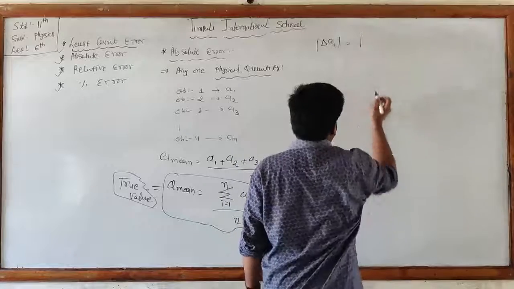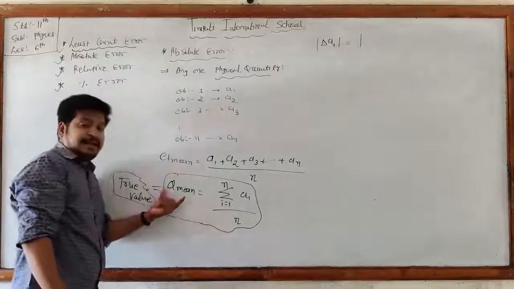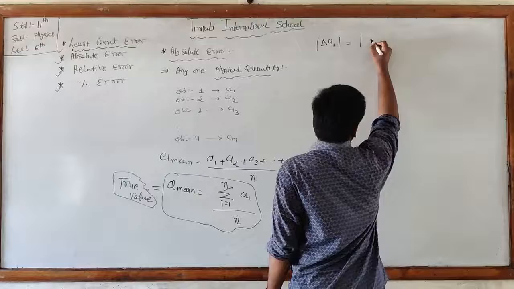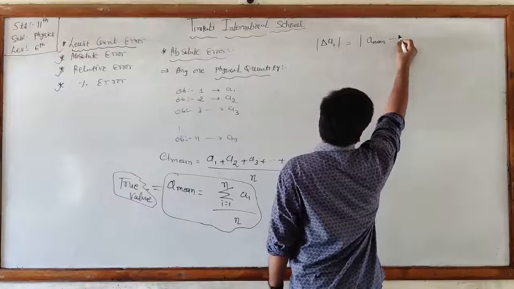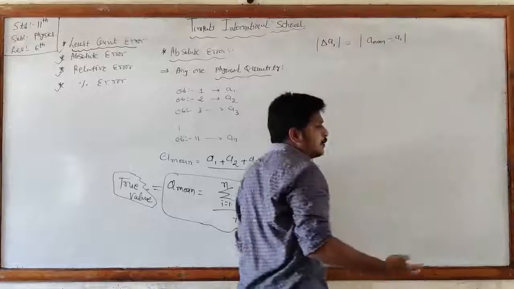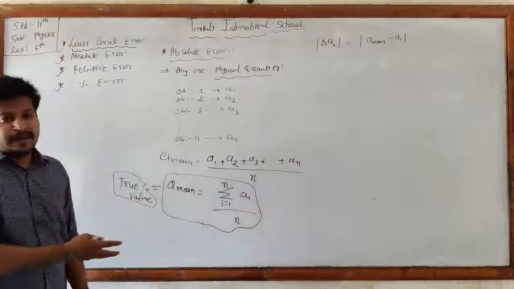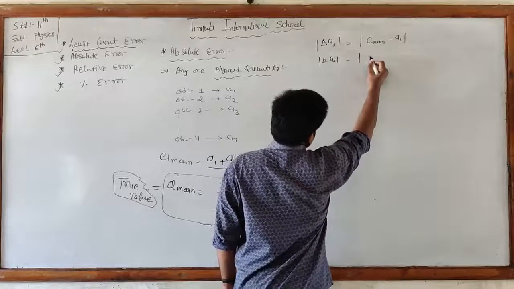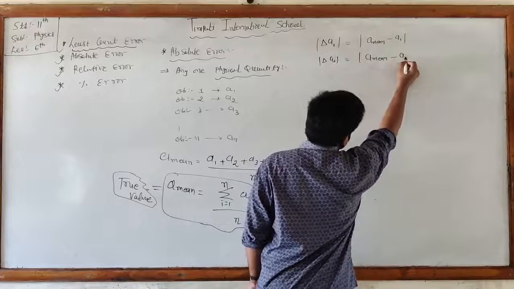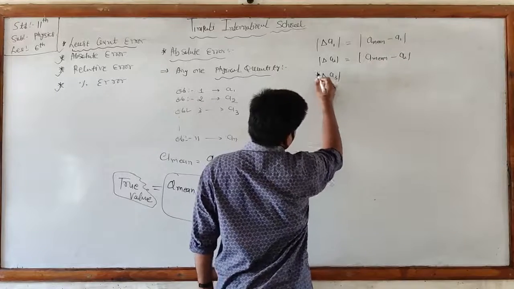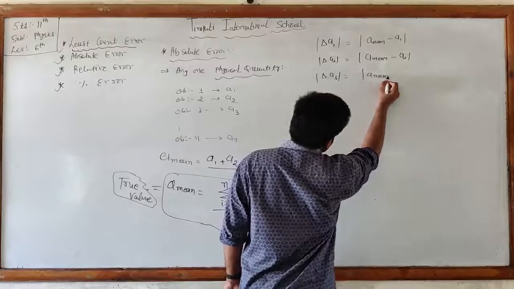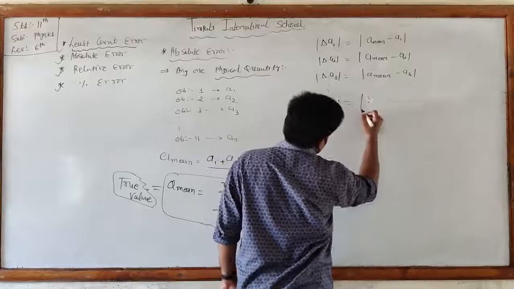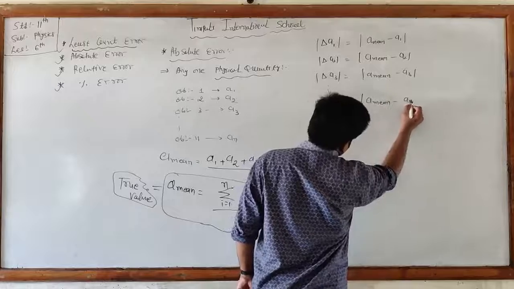So what have I told you for delta A1? I have to subtract the true value minus the first observation. So A mean minus A1. You can take A1 minus A2, no problem, because here you only have to use the fundamental. So it is absolute error. Delta A2 is equal to A mean minus A2. Delta A3 is equal to A mean minus A3, and so on. Delta An is equal to A mean minus An.